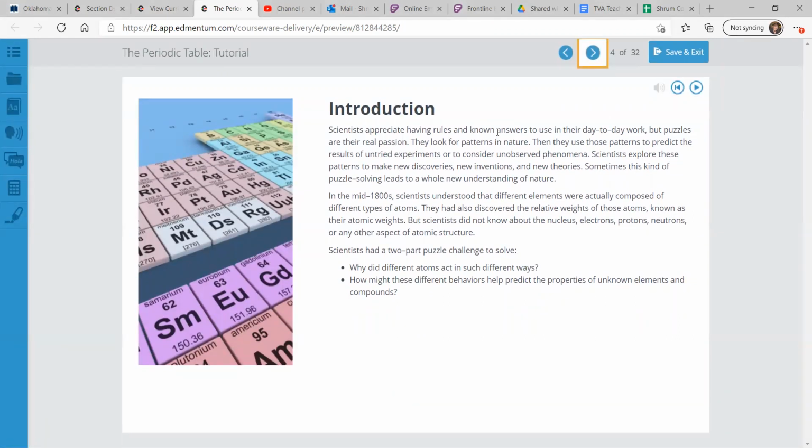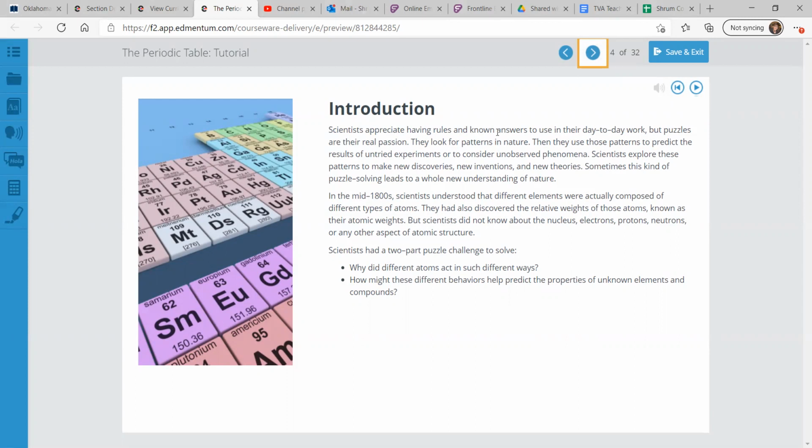All right, so for the introduction. Scientists appreciate having rules and known answers to use in their day-to-day work, but puzzles are their real passion. They're trying to solve unknowns. They look for patterns in nature, then they use those patterns to predict the results of untried experiments or to consider unobserved phenomena. Scientists explore these patterns to make new discoveries, new inventions, and new theories. Sometimes this puzzle solving leads to a whole new understanding of nature.